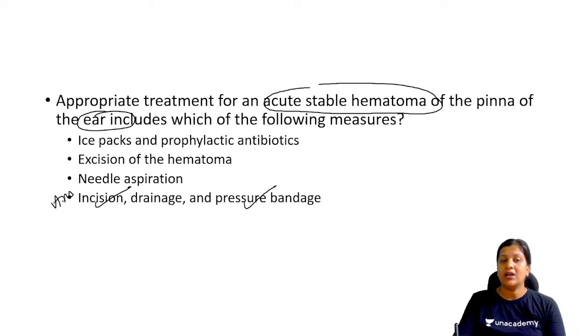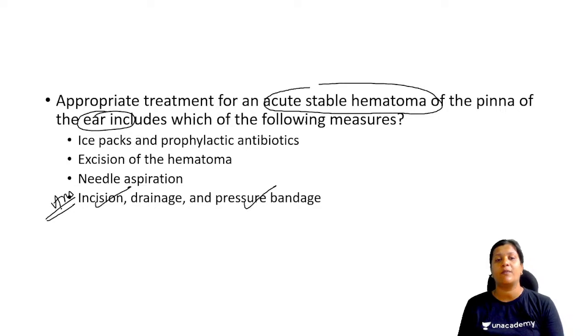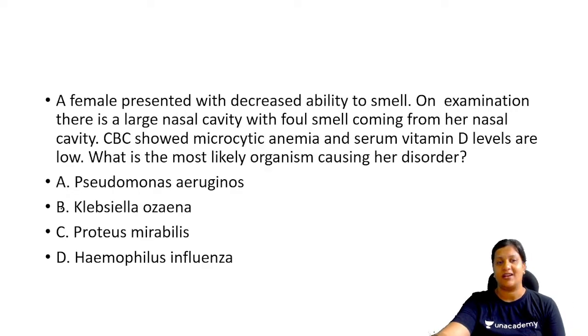So it is not just I&D or aspiration. You will have to definitely do I&D, put a pressure bandage, and start oral antibiotics, so that there is no infection or necrosis of the cartilage, because if there is an infection or necrosis, it can result in deformity of the pinna. So for an acute stable hematoma of the pinna, you will do incision and drainage and a pressure bandage.